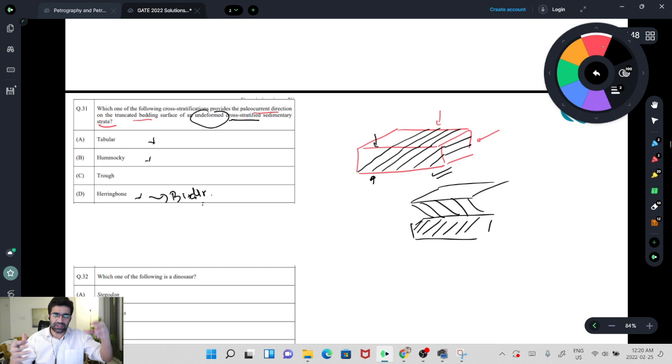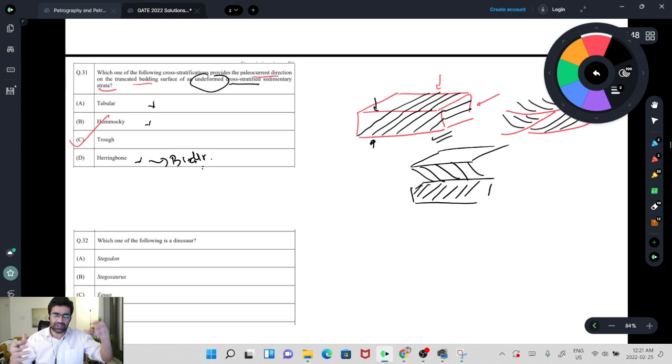So here basically what happens in case of trough cross stratification? So trough cross stratification in the truncated strata will look something like this. Basically the top and bottom surfaces are like this, and the cross strata will be like this. So the bounding surfaces of the cross strata are curved, and you can use that curvature to find out the paleocurrent direction.